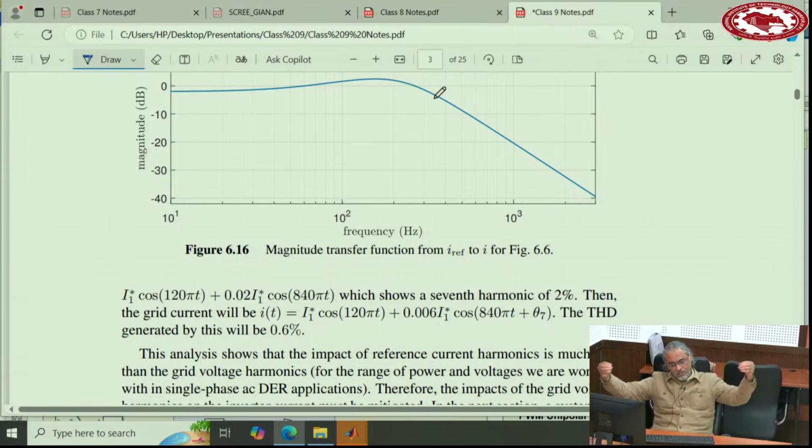So 2 points in this system provide input to the system. One is the grid voltage, one is the reference current. The grid voltage, you have no control over it, it's coming from outside. But the reference current is coming from the PLL. If you design your PLL well, you can minimize the harmonics there. But the one from grid, you don't have control over it. It just comes in. How can we fix this problem?